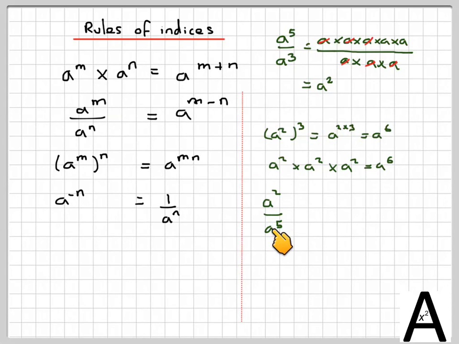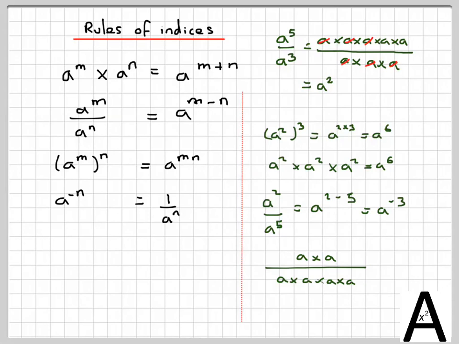a squared divided by a to the 5 is equal to a to the 2 minus 5, which is a to the minus 3. Looking at it this way, a times a becomes a times a times a times a times a. Cancelling out the a's, we're going to be left with 1 over a cubed. Therefore we can see that a to the minus 3 is 1 over a cubed, which is an explanation of this rule here.